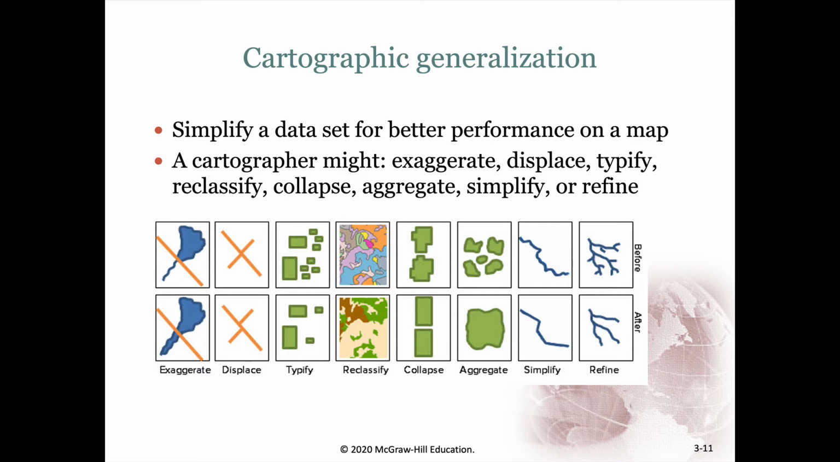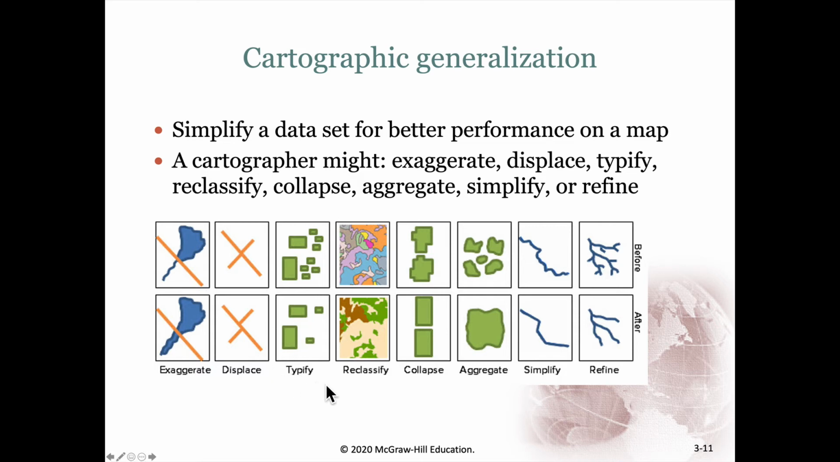Another important thing about how to set the stage for putting these layers on a map is this idea of cartographic generalization. And this is basically simplifying a data set so that it performs better on the map. And we can do all sorts of different things in order to generalize a map.